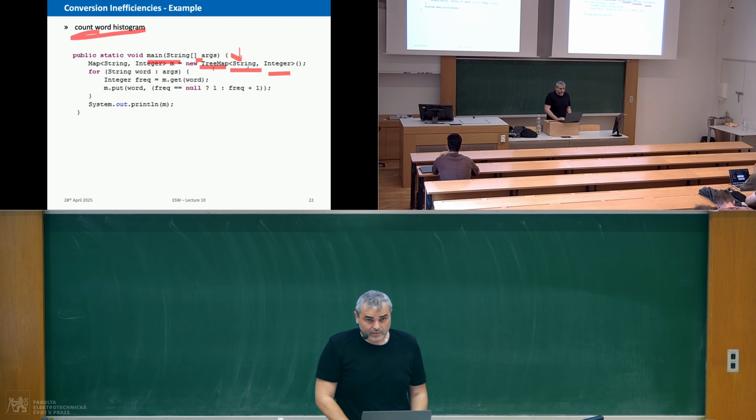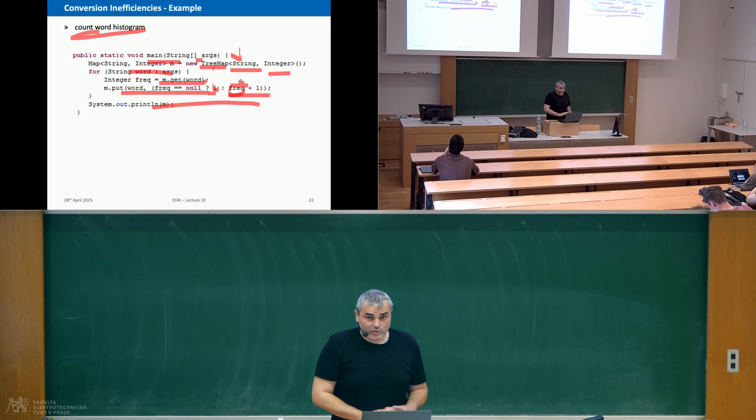So there is a string and there is an object-based integer. Then if we traverse for each of all input, we usually get the last value. If it was null, we are storing, okay, that's the first instance. If it was not null, we are incrementing by 1. Finally, we will dump the histogram outside. And here we have a lot of autoboxing, in this case unboxing, so the code is extremely inefficient. If the word list is 1 million length, for example, it will be extremely slow.